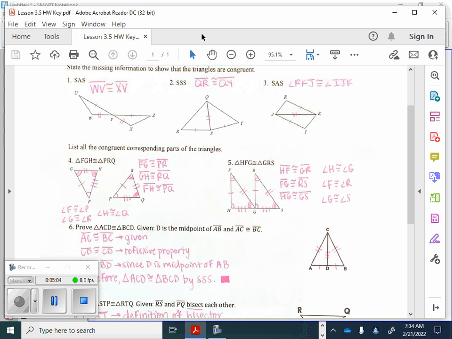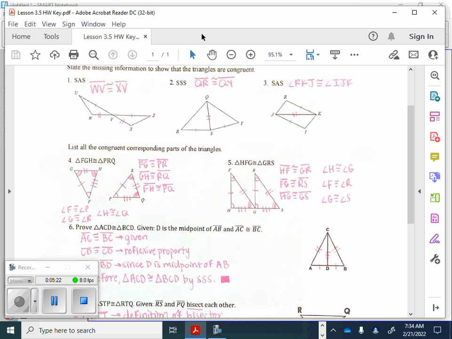Emily? Could you name number 1, UVW is congruent to ZVX or not? For the angles? Yes, but that wouldn't be your answer because that's your quote-unquote obvious, because those angles are vertical. But yes, you could, yes.